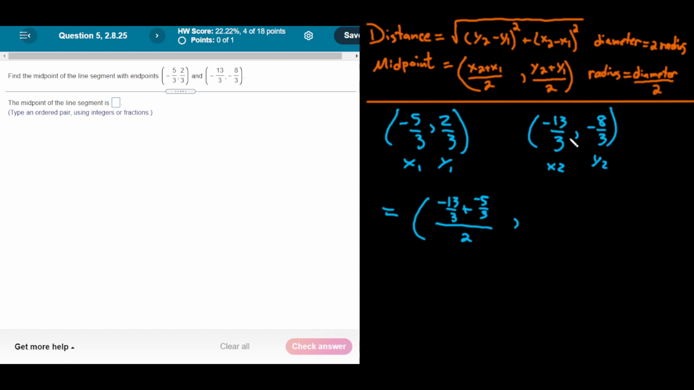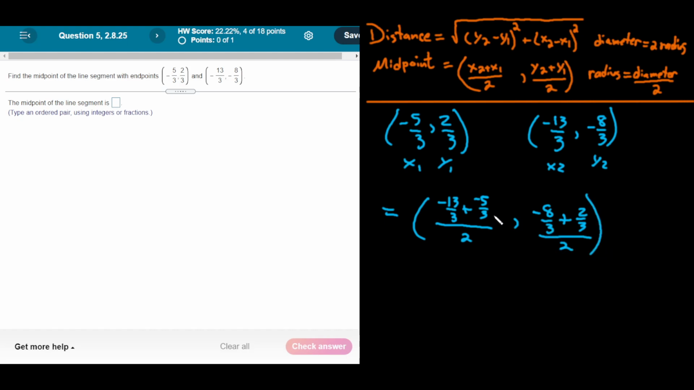Comma. Do the same thing over here. We're going to add the Y's and divide by 2. So this is negative 8 over 3 plus 2 over 3, all over 2, close it up.